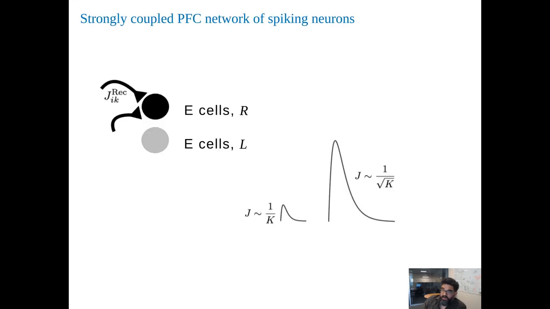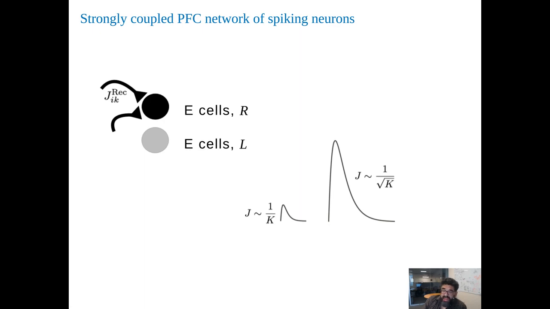So what are we going to do here? Well, let's make the coupling between cells larger. So let's take this 1 over k coupling and turn it into 1 over square root k coupling. This is a standard scaling that is familiar to people that work in balanced network theory. And what balanced network theory means is that the excitatory coupling is fairly large. 1 over square root k is much, much larger than 1 over k.